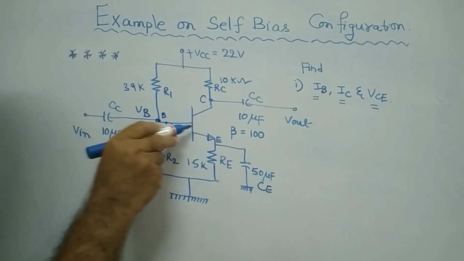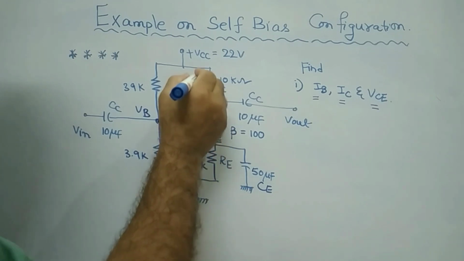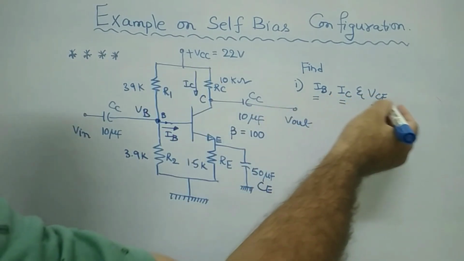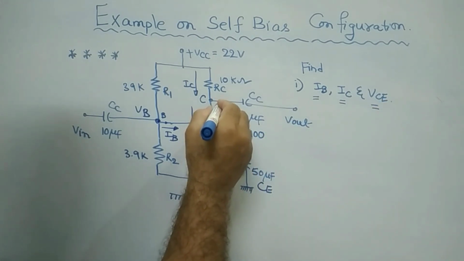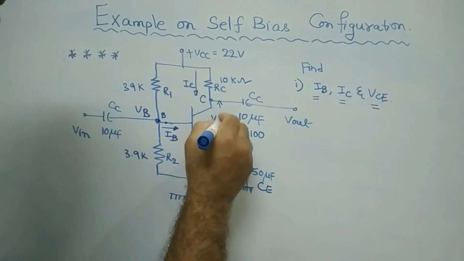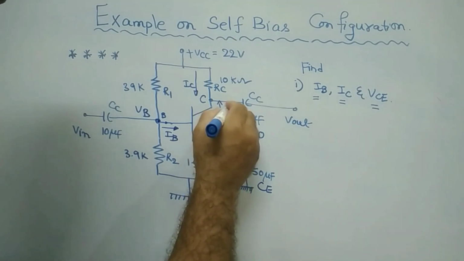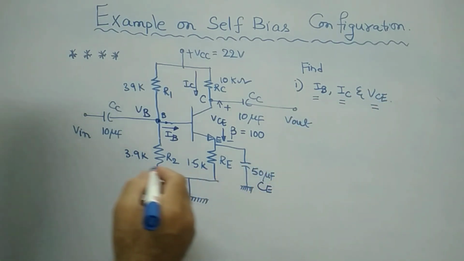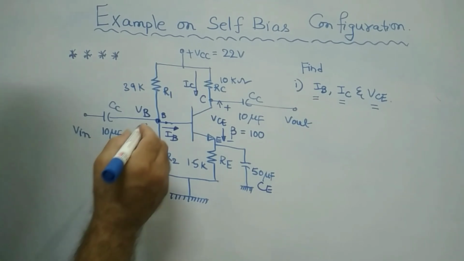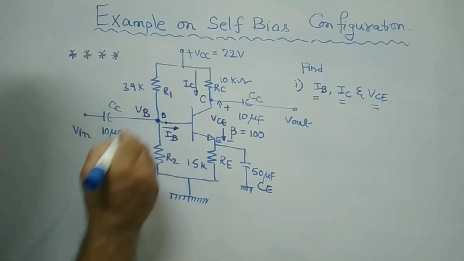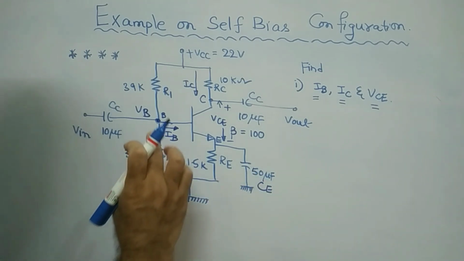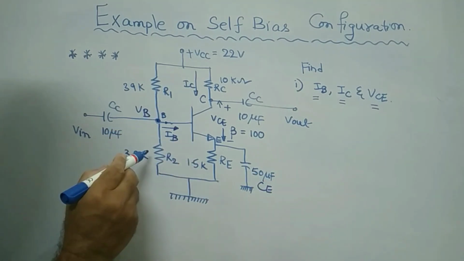Therefore, IB is the base current flowing through the base terminal, and through RC the collector current flows, right? And what is VCE? VCE is nothing but the voltage between the collector and the emitter. Is it clear? Now, how to solve these parameters? Directly and quickly I will explain that. At this particular point, by applying the voltage divider or potential divider formula, you can write the expression for VB. So what is VB?